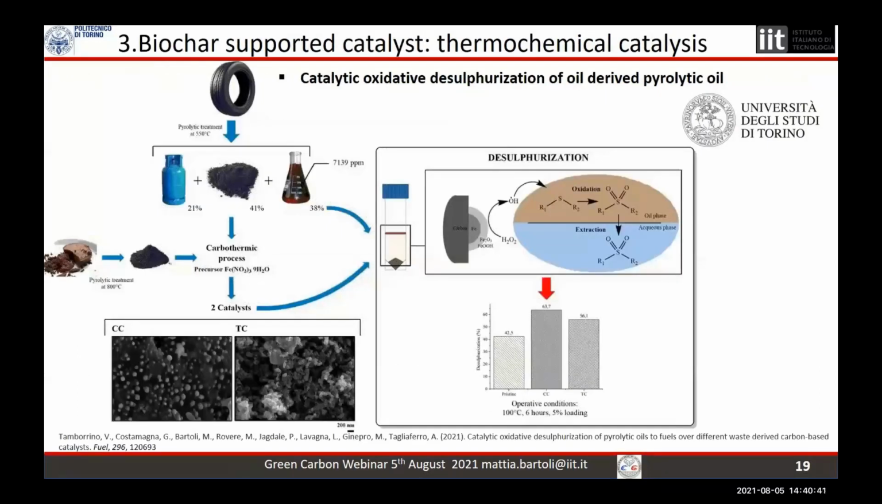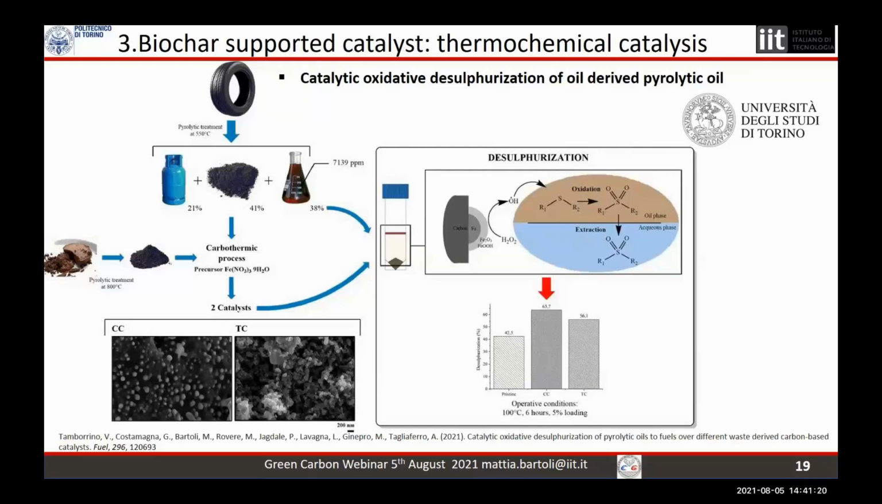So the applications. The first one that we studied recently, just last year, with iron-decorated biochar produced through carbothermal synthesis, was the catalytic oxidative desulfurization of pyrolytic oil produced by conversion of waste tires. So we pyrolyzed tires at 500 degrees, we recovered the oil, and we saw that the sulfur concentration was very, very high, up to 7,000 ppm. Generally, for drop-in fuel, the concentration is around 10.